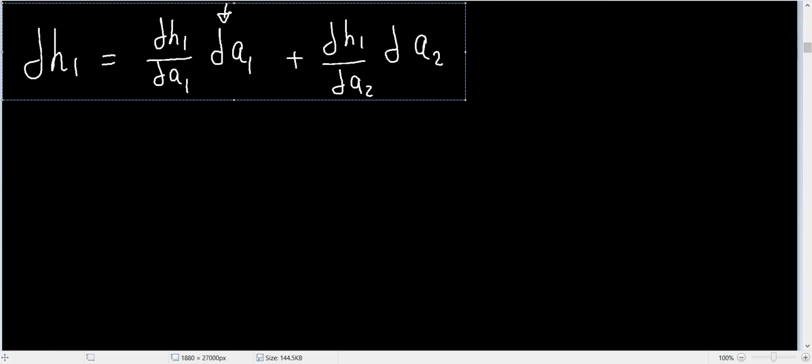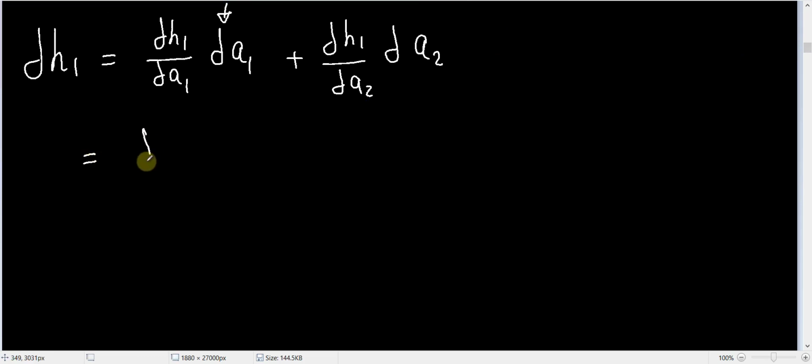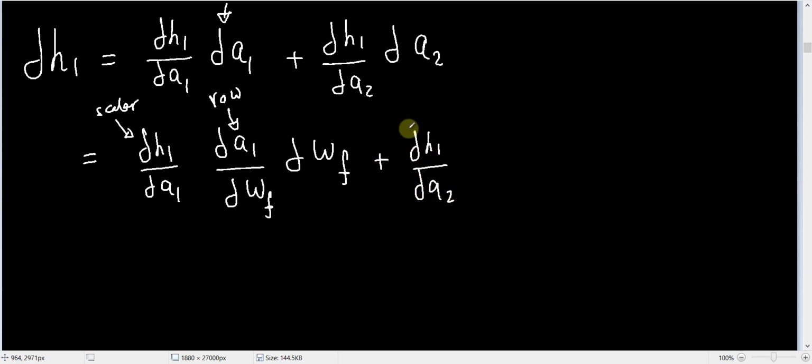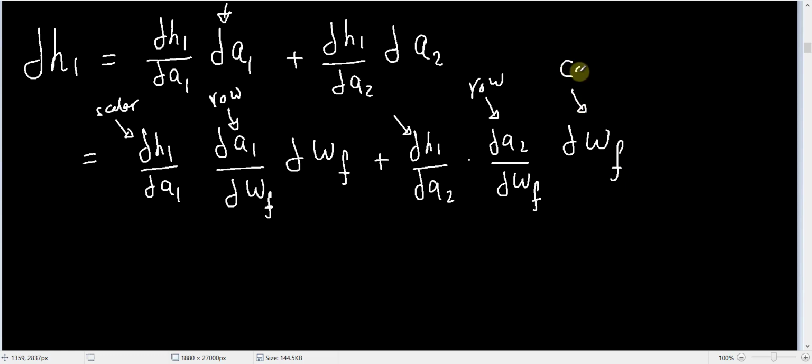So what I mean here is dH1 can be written, let's take this, copy and paste right here. This can be written as dH1 by dA1, this is a scalar, multiplied by dA1 by dW in the flattened case. So this is a row, this is a row, this is a scalar, and this is multiplied by dW flattened, which is a column, plus dH1 by dA2, which is again a scalar, multiplied by dA2 by dW in the flattened form, which is a row, and here I have dW flattened, which is a column.